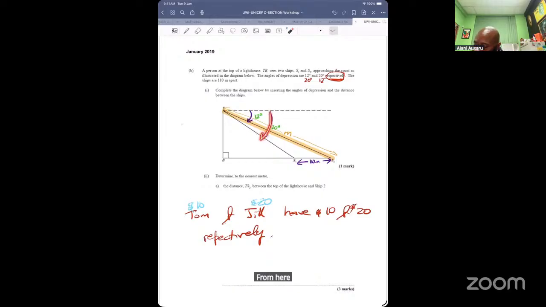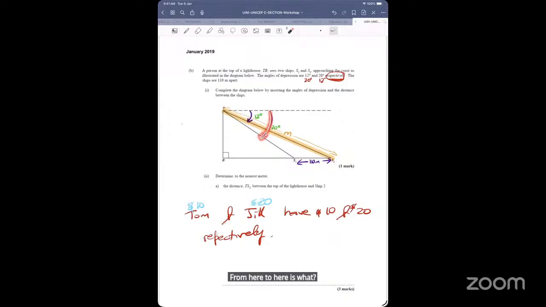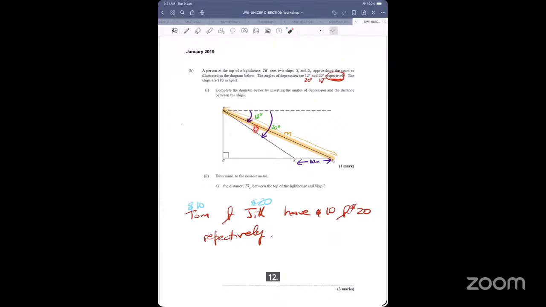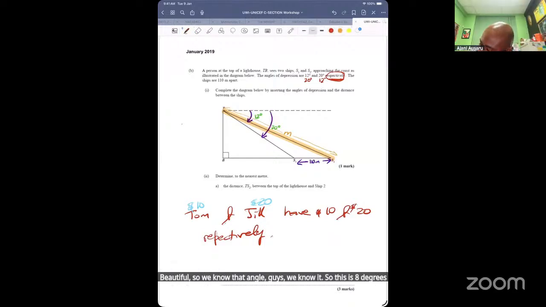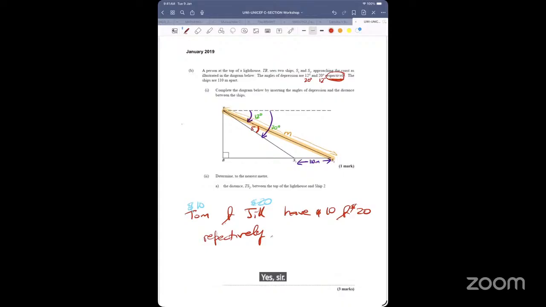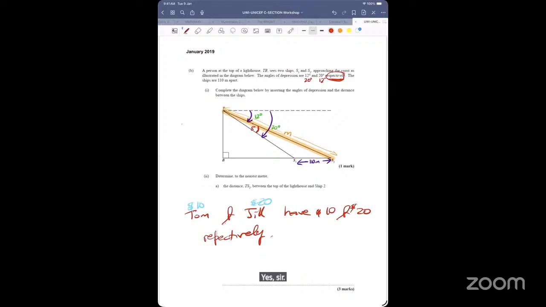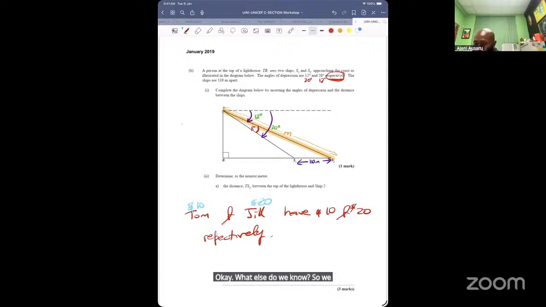From here to here is what? 20. From here to here is 20. And from here to here is what? 12. What is left over right here? Sir, when you subtract the 12 from the 20, 8. You'll get the beautiful. So we know that angle, guys. So this is 8 degrees right here. Agree? Yes, sir. All right. Good. Okay. What else do we know? So we know that. We can write it in right away. Good. What else do we know?